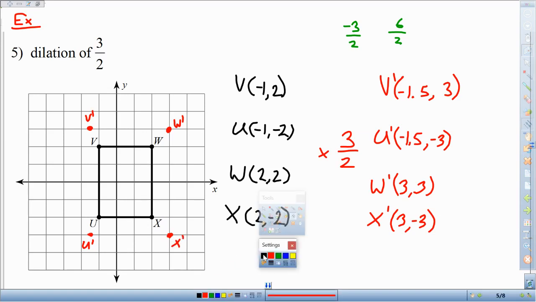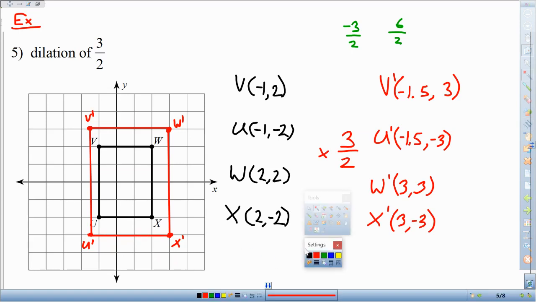All right, so taking a look at our shape after we connect our dots, it looks like we got an enlargement. Okay, here's something to look out for. Some students think, oh, if it's a fraction, that means it's less than 1, right? No, this is 3 divided by 2, which is 1.5. Okay, that is a number greater than 1. We should have expected an enlargement.